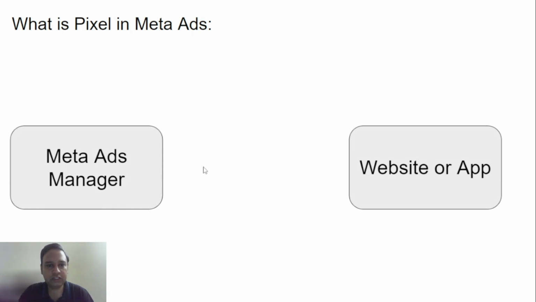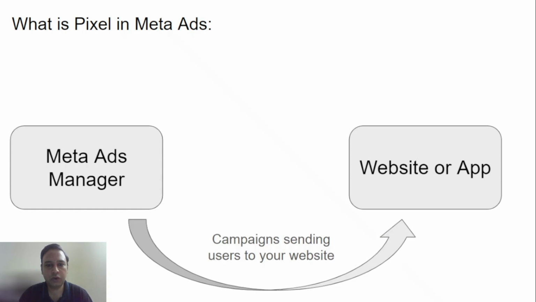If you can see on the slides here, there are two components when you're running any campaigns on Facebook and Instagram. One component is your Meta Ads Manager account using which you create your campaigns. And the second component is your website or app where you send your users to introduce them about your business and then eventually drive sales for your business. Correct? So if you see this visual here, you create campaigns on Meta Ads Manager and then these campaigns will be sending users to your website.